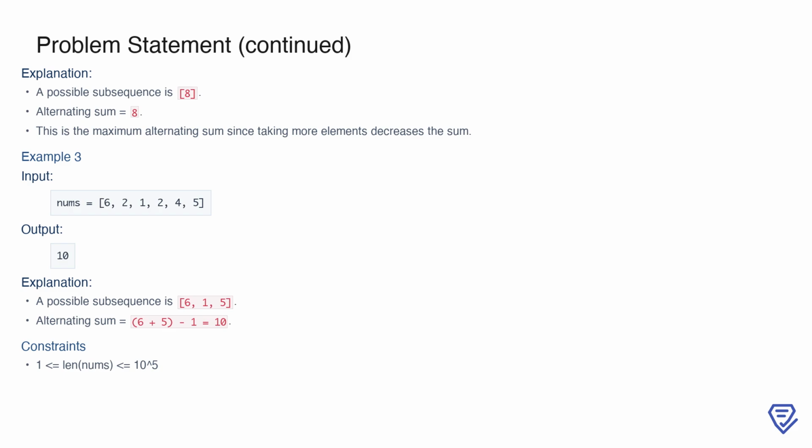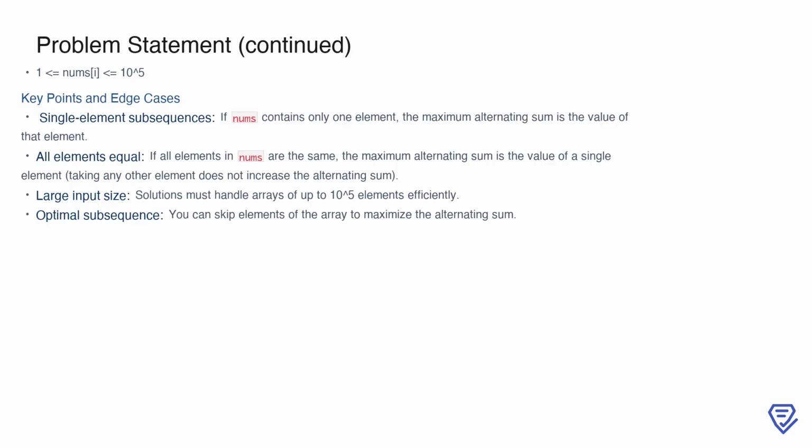These examples highlight the importance of carefully selecting which elements to include in the subsequence to maximize the alternating sum, while keeping the order intact. Now, let's summarize some key points and edge cases to keep in mind. First, if the array contains only one element, the maximum alternating sum is simply the value of that element. Additionally, if all elements in the array are the same, the maximum alternating sum is still just the value of a single element, because including any other element would not increase the sum.